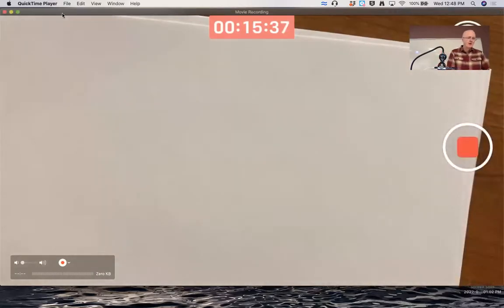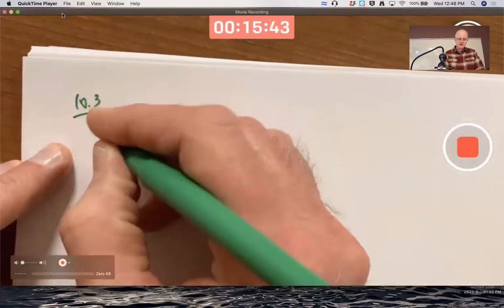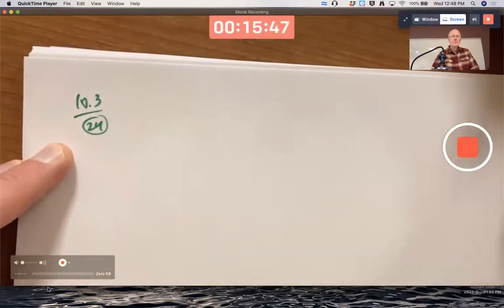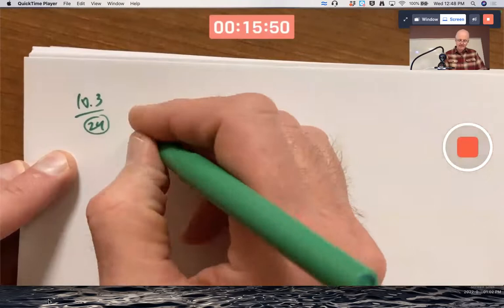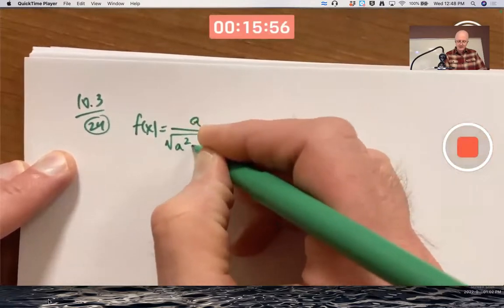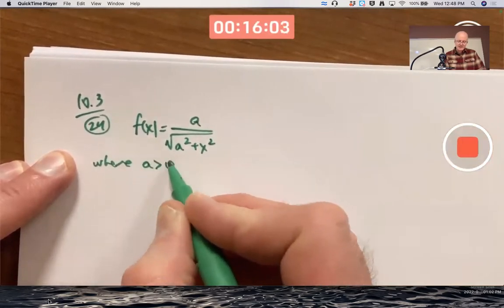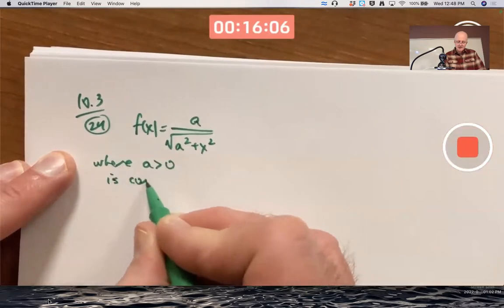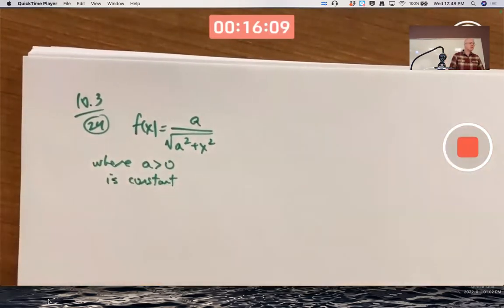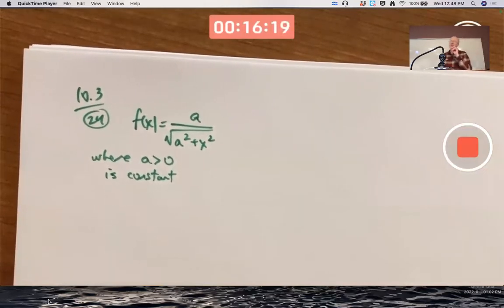The first harder problem that I want to do here is actually problem number 24 in section 10.3. The function is f of x equals a over square root of a squared plus x squared, where a is positive and constant. And if you look at the book's directions on this problem, they say to expand this function as a series, not in just plain powers of x, but powers of x over a.